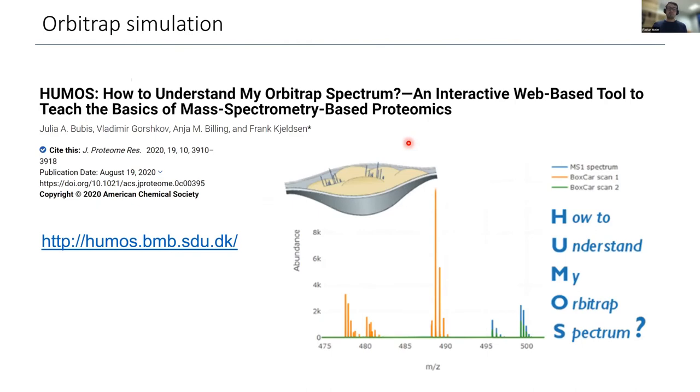And if you want, we can spend maybe 5 minutes and simulate a proteomics experiment. There is this beautiful tool here from the University of Southern Denmark that is called UMOS, Understand My Orbitrap Spectrum. And if you want, you can click on this link. I can also copy it to the chat, and then we can have a look at how we can operate the mass spectrometer in this data-dependent acquisition mode, and maybe what are the parameters that are important for this acquisition.